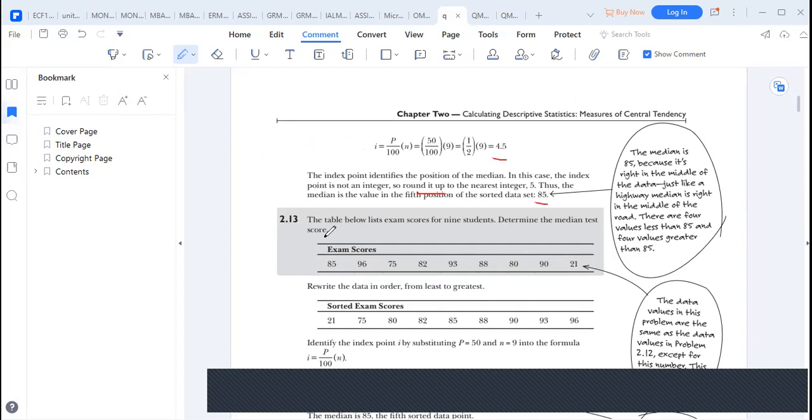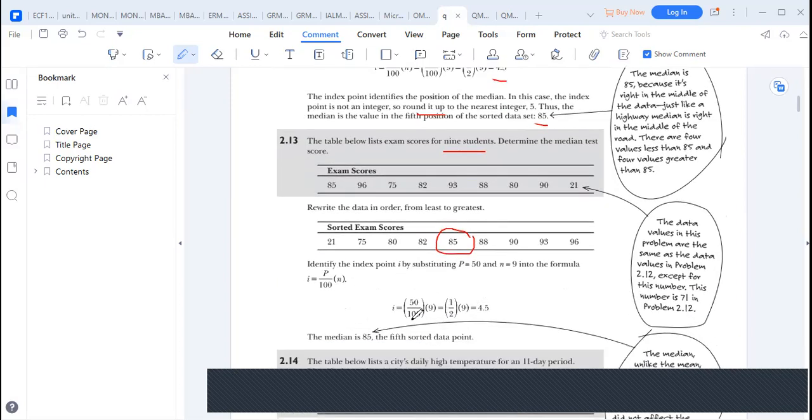All right. So here we're also given another data set which has 9 students. That means for the middle we rearrange. Half of 9 is 4.5. 4.5 we round up, which is the fifth number. 1, 2, 3, 4, 5. So the fifth number there is 85.